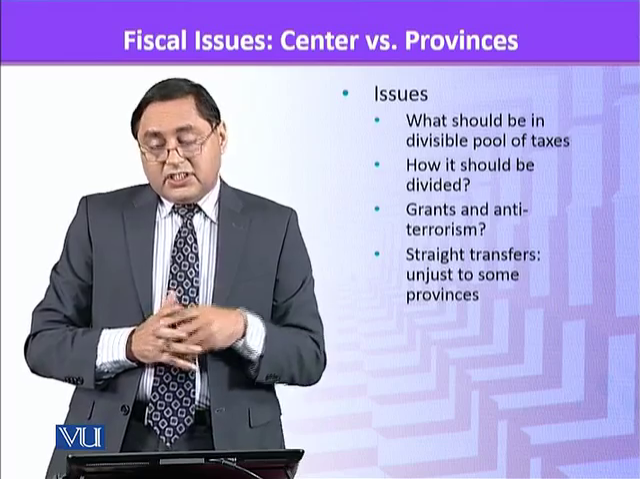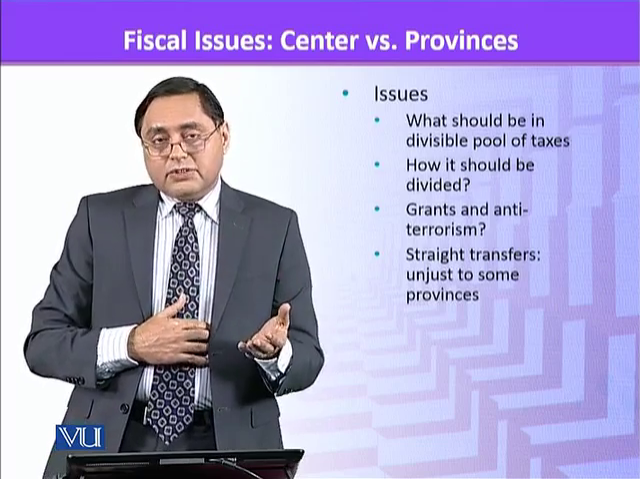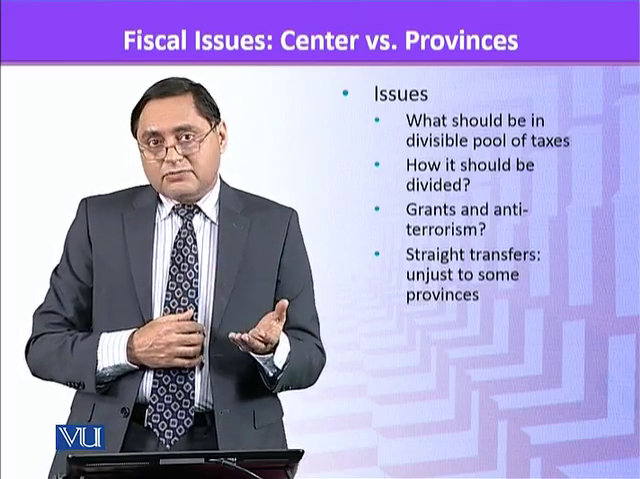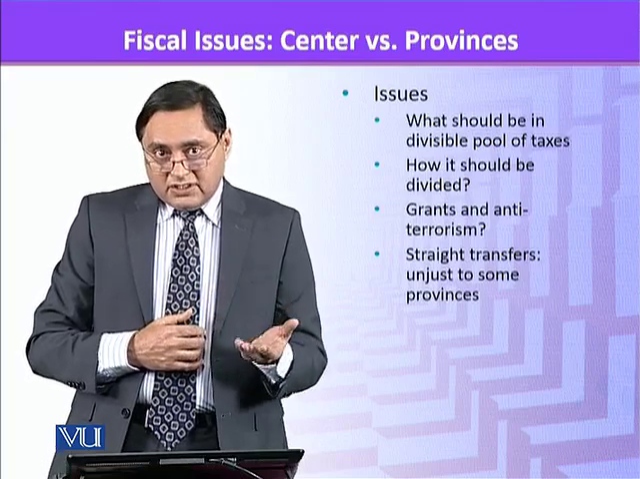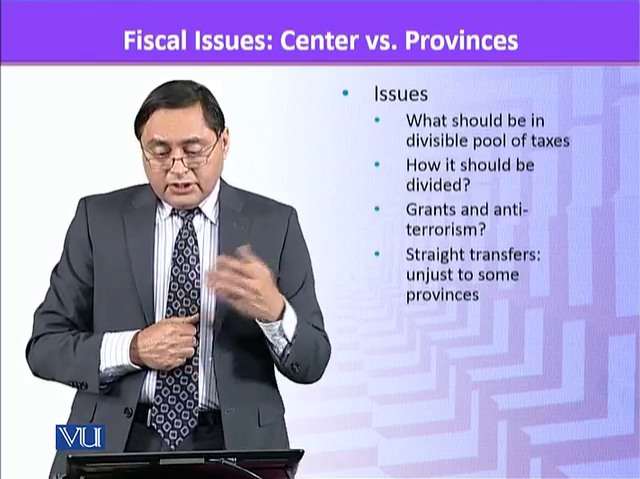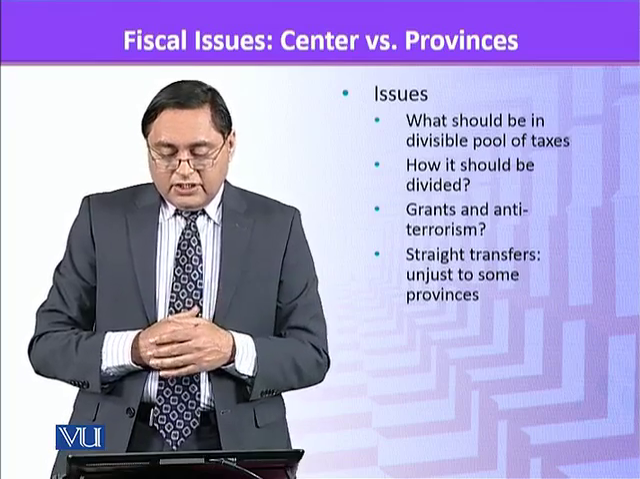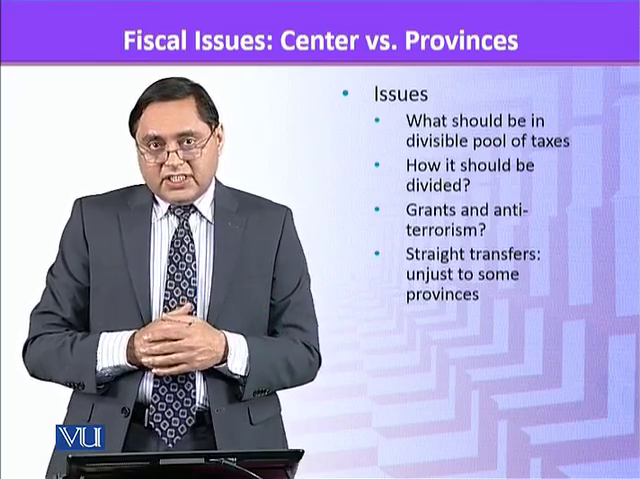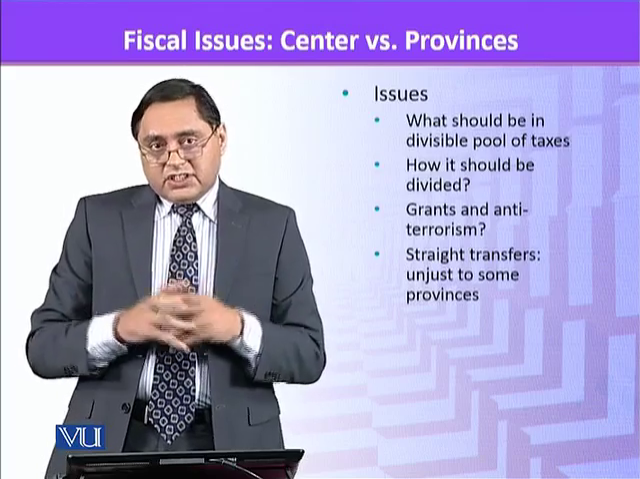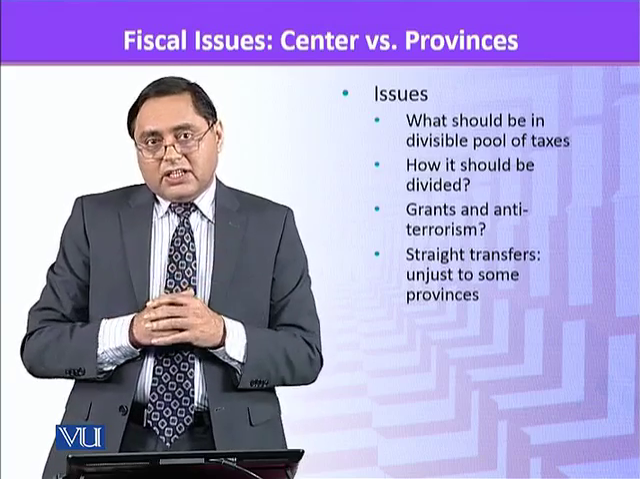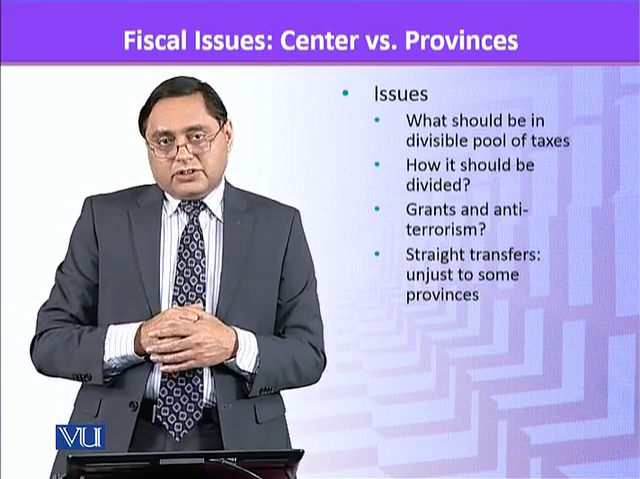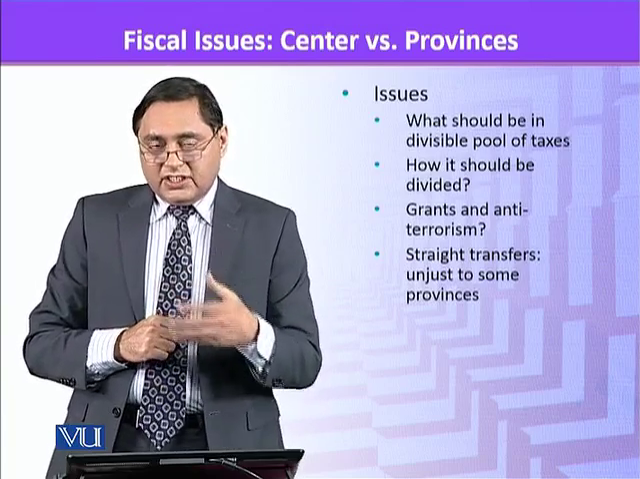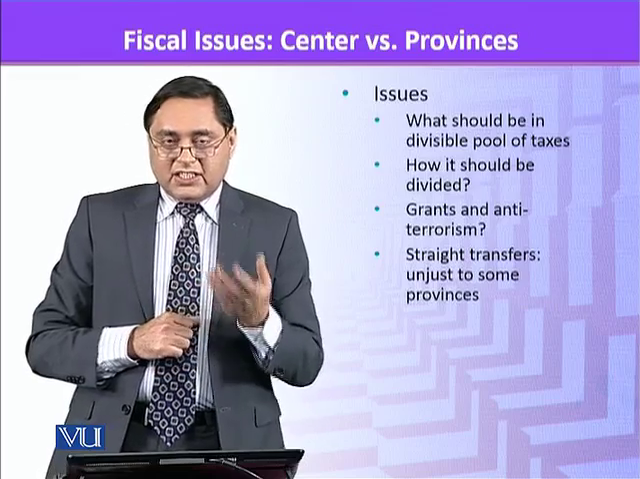Then of course there are some grants given to provinces, and then there is the anti-terrorism grant to KP, and Balochistan is also given more money than its share. So what is the division between that? So these are the different issues which then hamper or hinder or sometimes help the social welfare policies in the federation, at the federation level and at the provincial level.